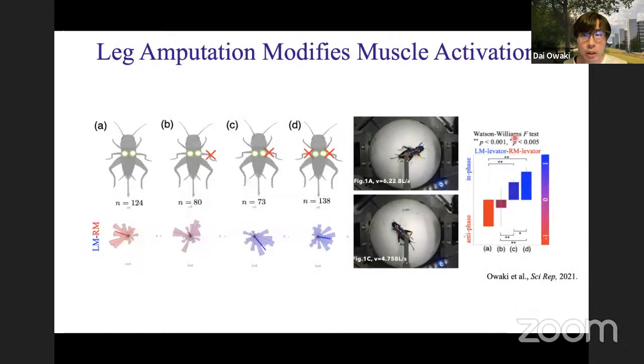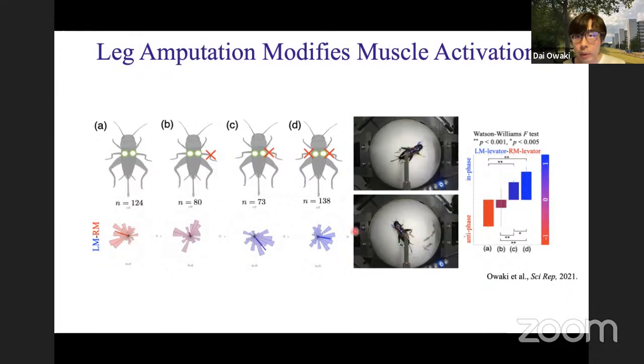So we analyzed changes in relative muscle activation timing between the levators of the middle legs. In these four conditions, this cross point represents the amputation point of the leg. So in this case, we amputated the leg at the FTI joint. In this case, we cut the leg at the CTR joint. To calculate the phase relationship between the muscle activations, we conducted cross-spectrum analysis.